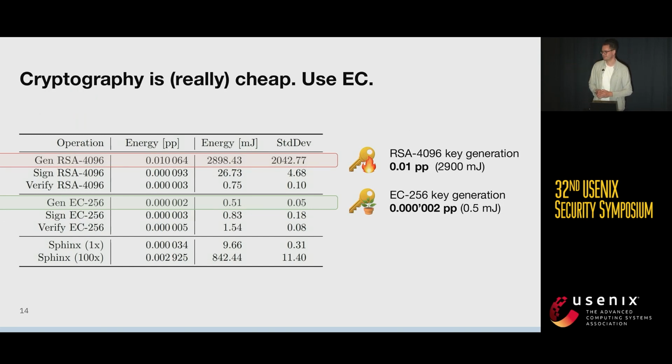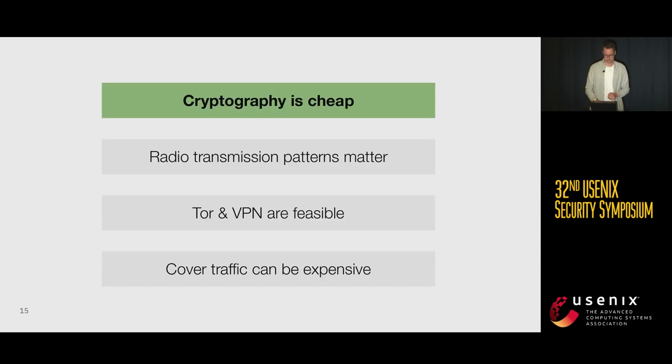It's by far the most expensive thing we can do, and that costs around 0.01 percentage points. So we can only do about 10,000 of those on the battery charge, whereas with elliptic curve cryptography, knock yourself out, you can do millions of those during the day. So that shouldn't be any problem in our protocols, and that's the first takeaway. There are, of course, way more details in the papers if you're interested.